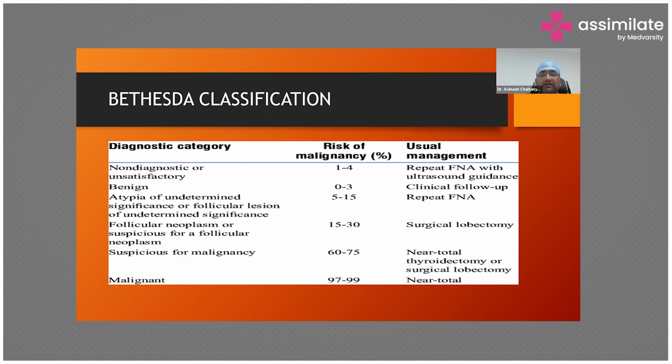And Bethesda 3 and 4 are suspicious. Even follicular adenomas can also be classified as Bethesda 4 on FNAC, because the only differentiating factor between a benign follicular adenoma and a follicular carcinoma is the involvement of the vessels or the capsule, which cannot be determined on the FNAC.